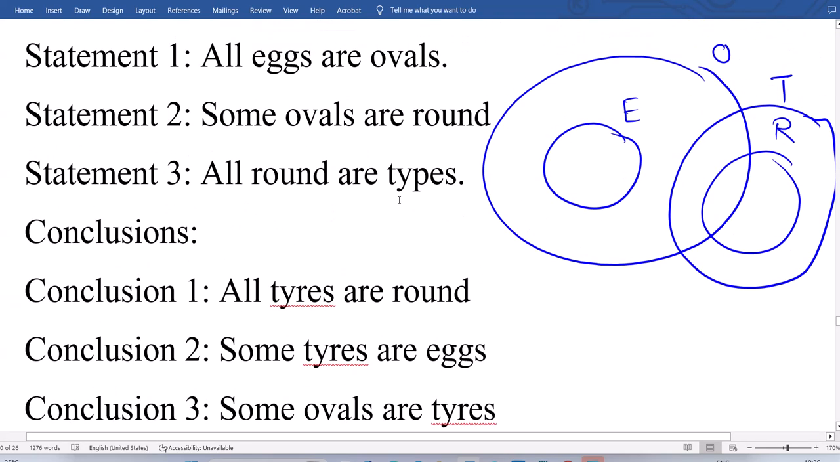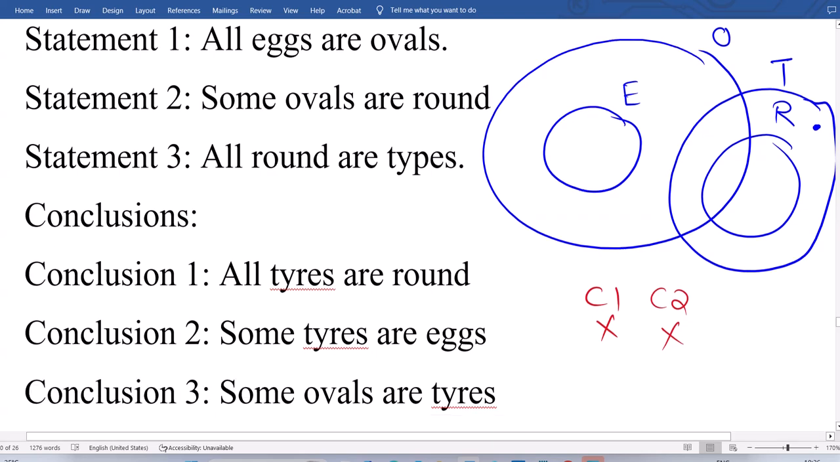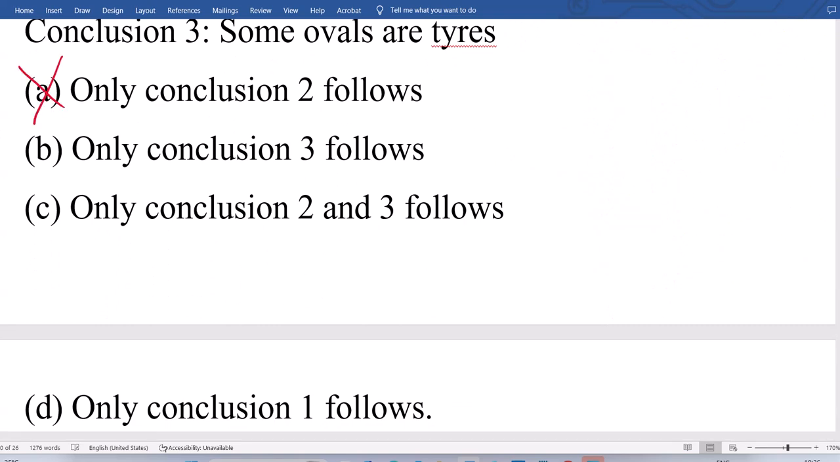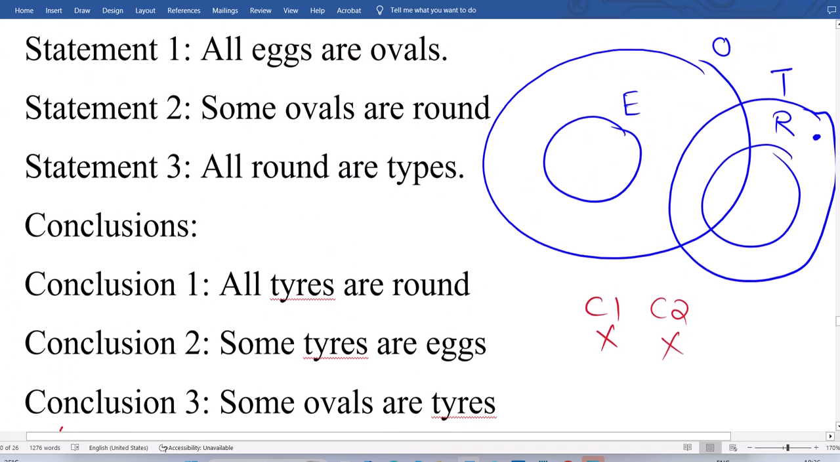Now, first conclusion: all tires are round, is it? This is tire area but not included in round. First one, fail. Some tires are eggs. Second one, fail. Now, without 1 and 2, there is only one option called only 3 follows. I don't want conclusion one, I don't want conclusion two. Only option is 3 follows. We decided by looking at the options that one conclusion must be true. Already 1 and 2 are eliminated, so there is only one option. Don't waste your time, use your options also.